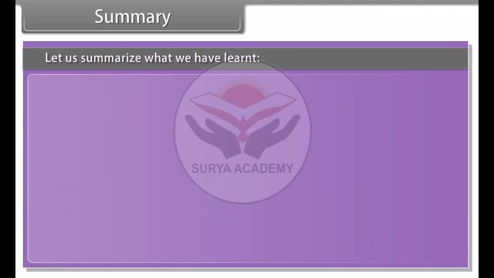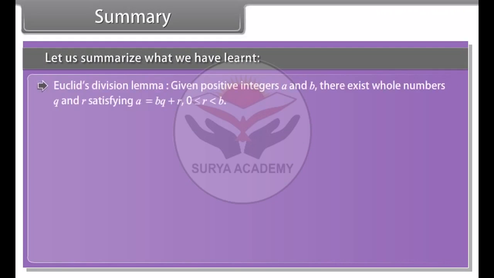Summary. Let us summarize what we have learned. Euclid's division lemma. Given positive integers a and b, there exist whole numbers q and r, satisfying a equals bq plus r, 0 is smaller than or equal to r, which is smaller than b.